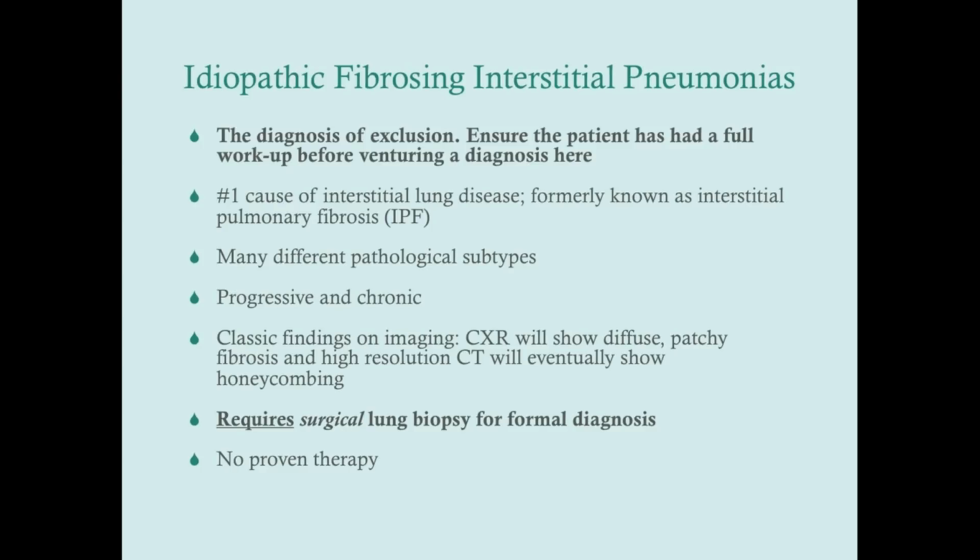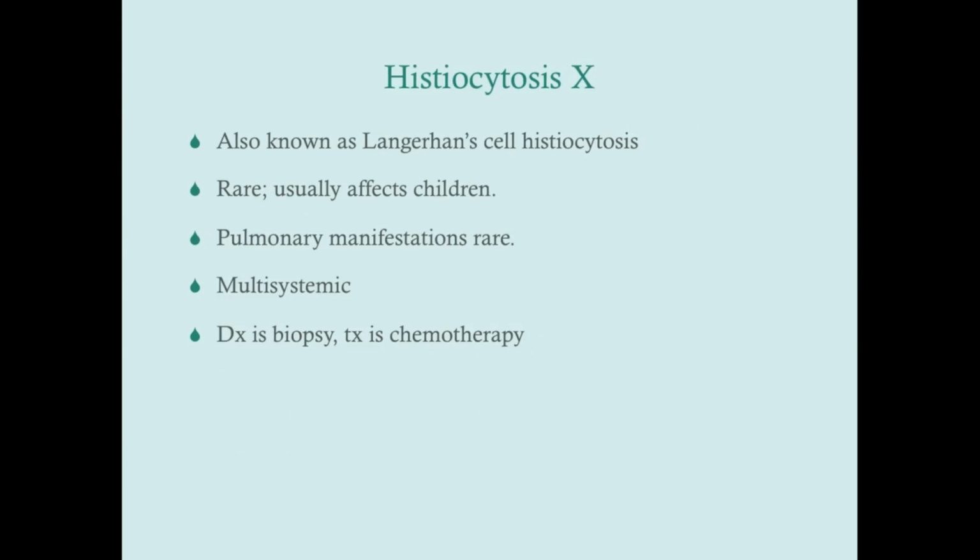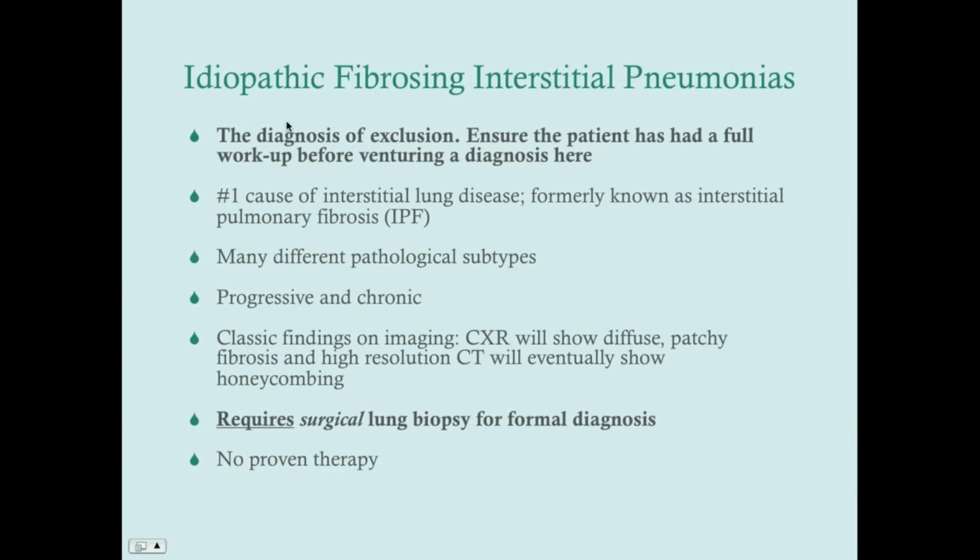And this is the #1 cause of interstitial lung disease. So remember, you're not going to go to histiocytosis X if you've ruled out all the other ones. You're going to go towards IFIP, and that's because this is the #1 cause of interstitial lung disease. And it was formerly known as interstitial pulmonary fibrosis or idiopathic pulmonary fibrosis. And like I said, it's your diagnosis of exclusion. So you want to make sure that you've looked for everything in every place before you venture a guess here.